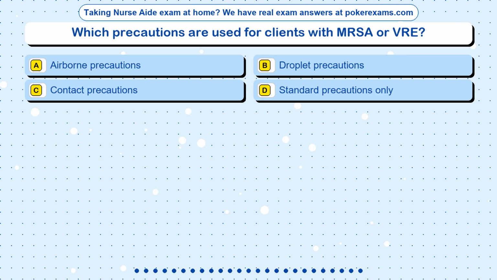Question 8. Which precautions are used for clients with MRSA or VRE? Option A, airborne precautions. Option B, droplet precautions. Option C, contact precautions. Option D, standard precautions only.